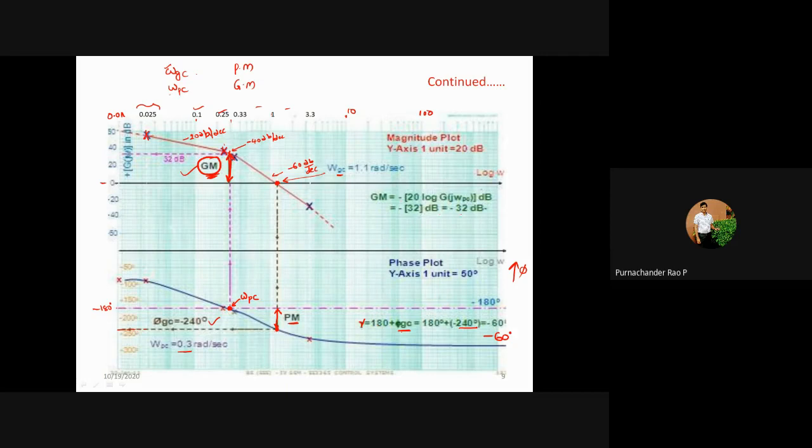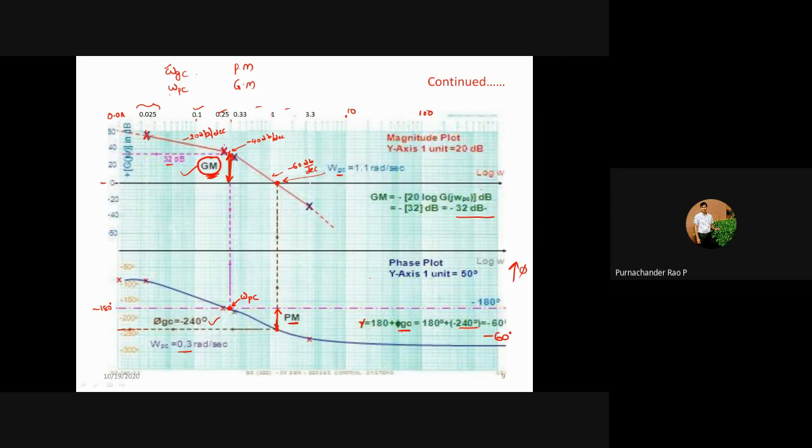Okay, so minus 32 decibels. So here, 20 log of |G(jω)|. Here you get this value. Here 32 has come, right? This is a -32 you have to take. Okay, that is the gain margin.